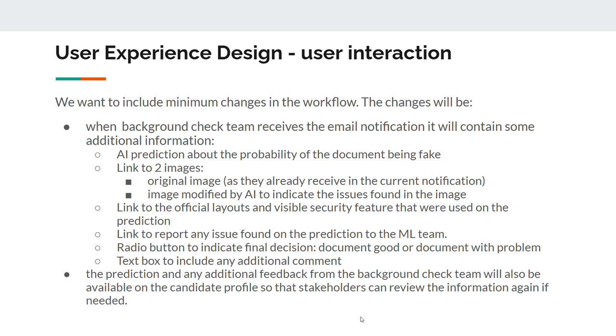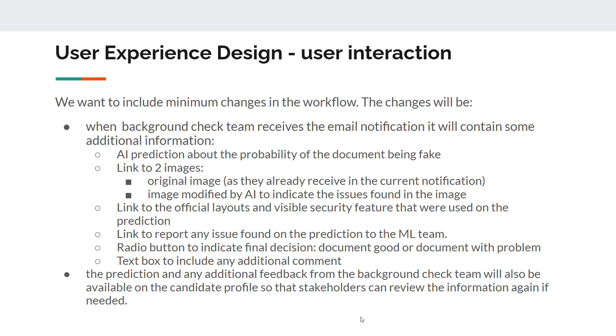Here are some things about the user interaction. We want to have as little change as possible in the current workflow, so the customer support agent part won't change. Once they upload the file in our system, the machine learning will generate the prediction. And once the prediction is ready, the background check team will receive an email notification.